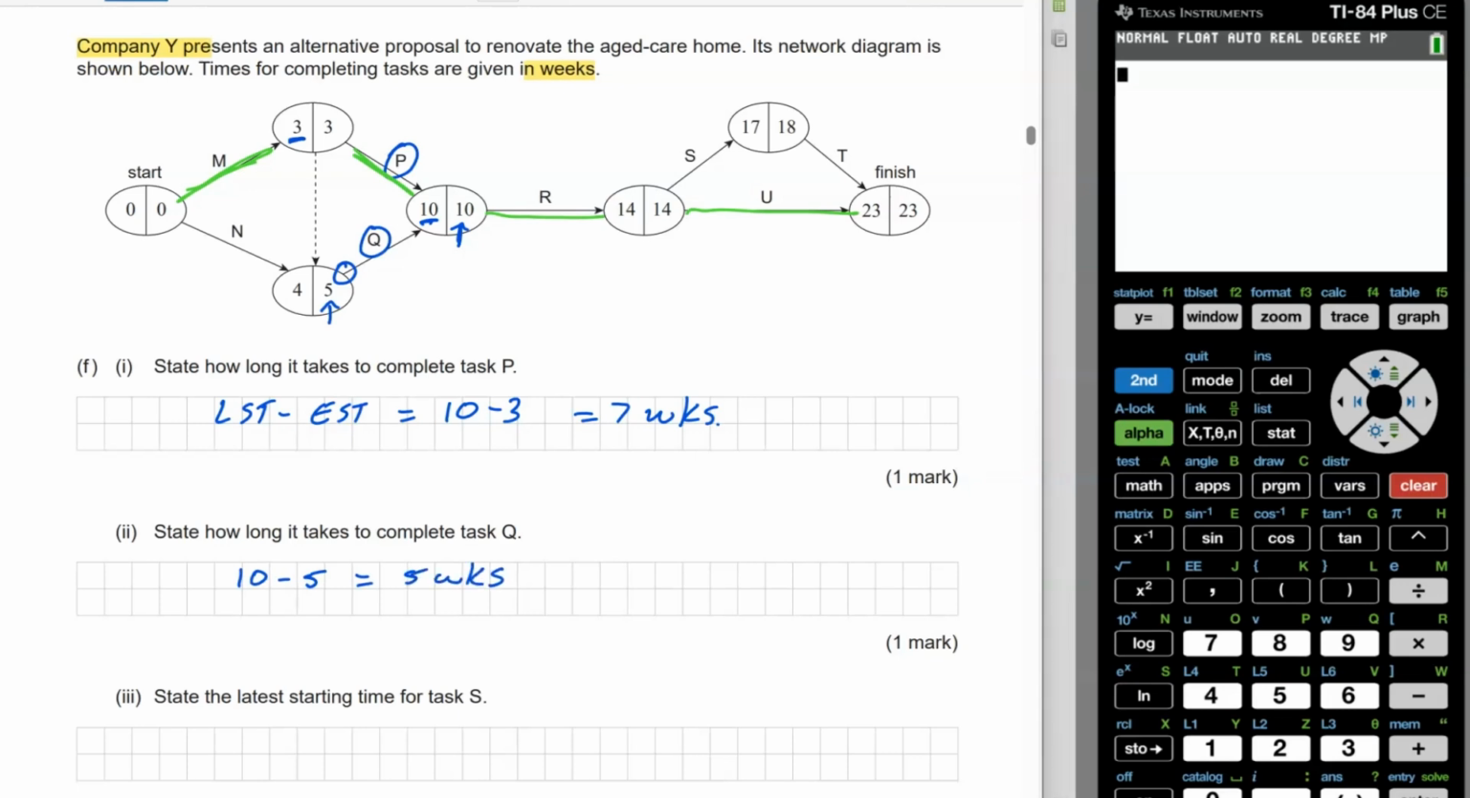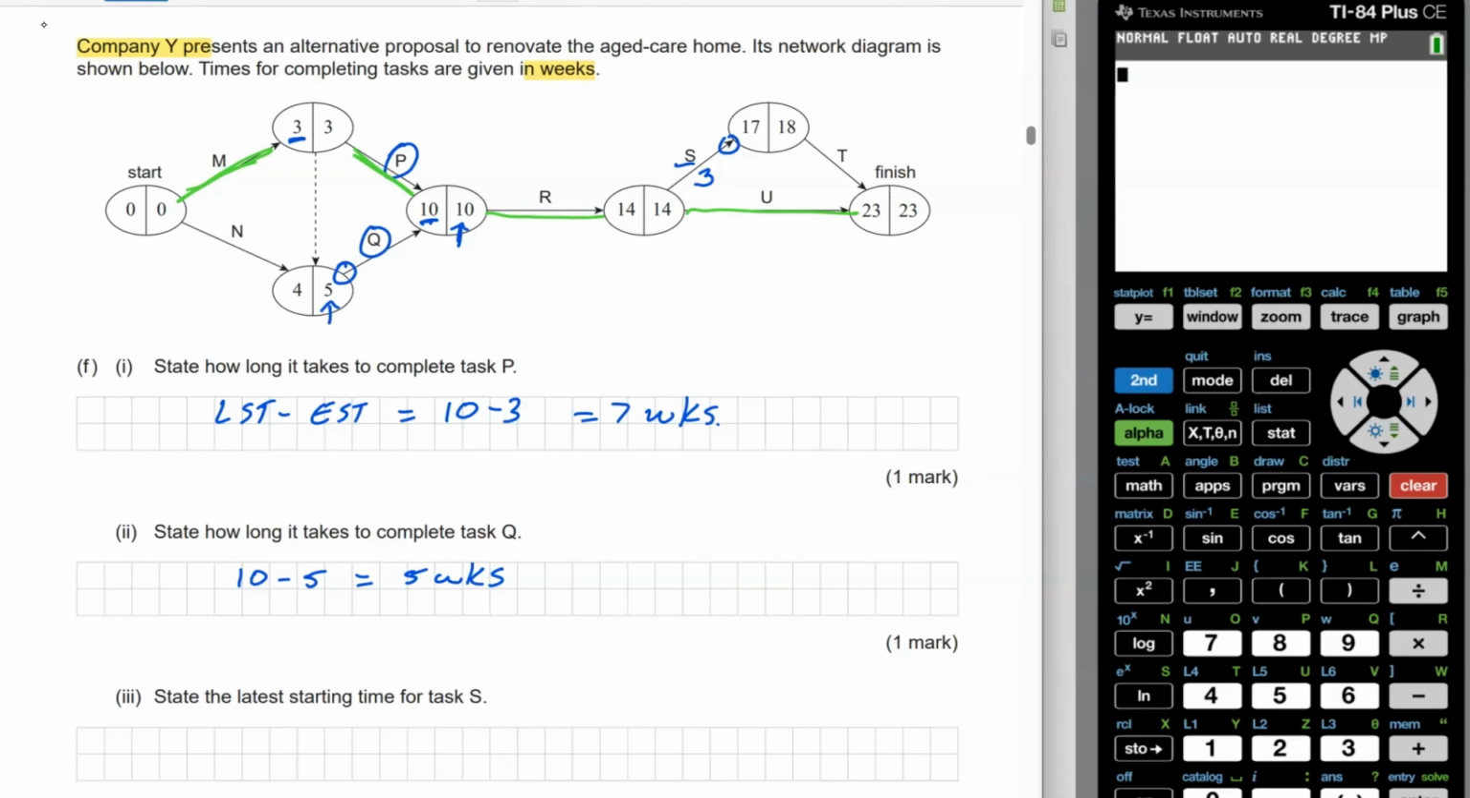So the next one is our latest start time for task S, which is up here. Now, it's the only task going into this node here. So to find the time it takes to do task S, I'm just going to say it's my 17 take 14, which is going to be 3. So it takes 3 weeks to complete S.